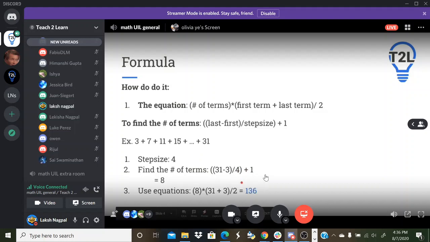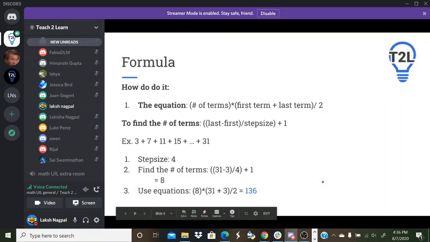Then once you have the number of terms, you can solve the second half of the equation by doing the first term, 3, plus the last term, 31, so that's 34, divided by 2, 17. And then you can just multiply 17 and 8 together to get 136. And 136 is basically the sum of that sequence.